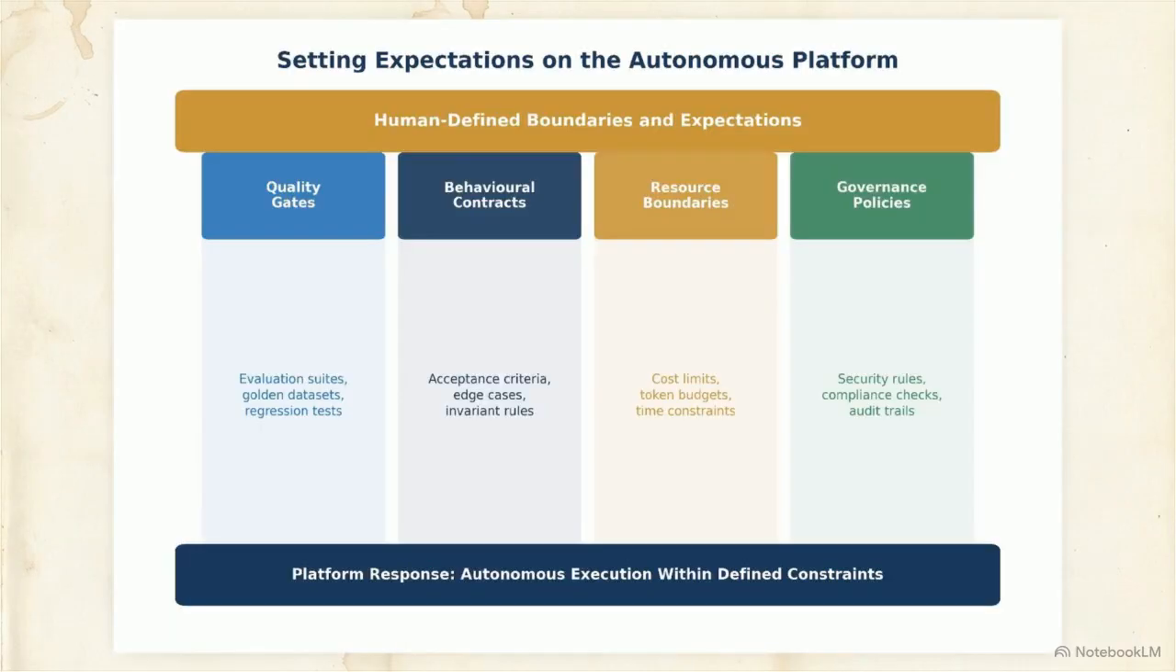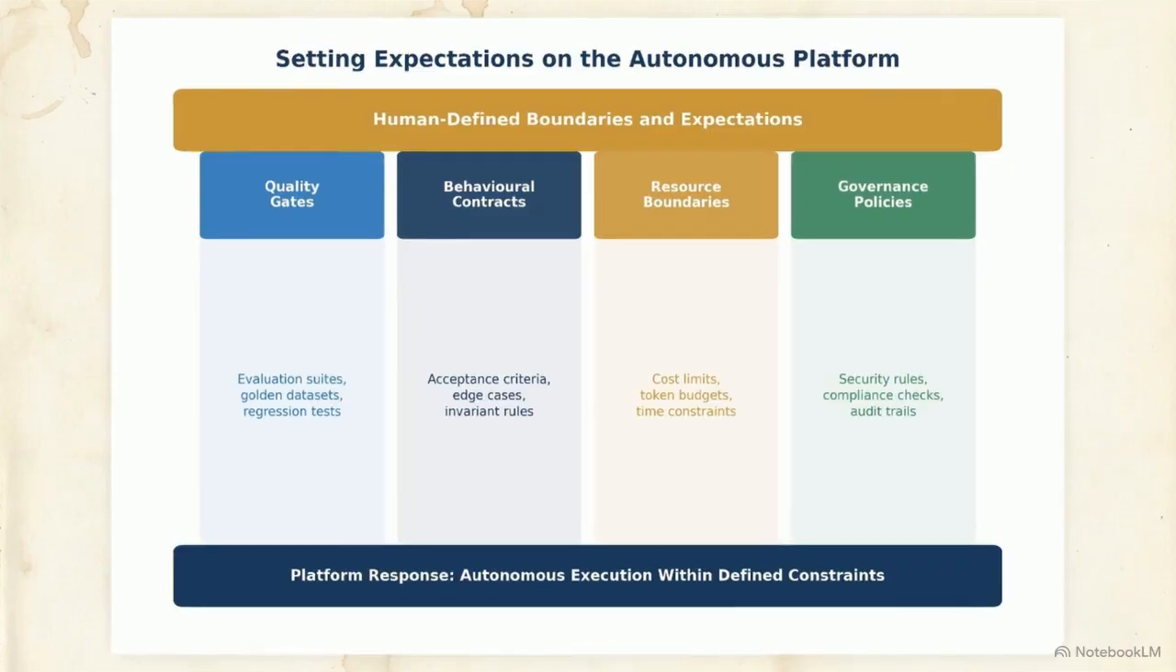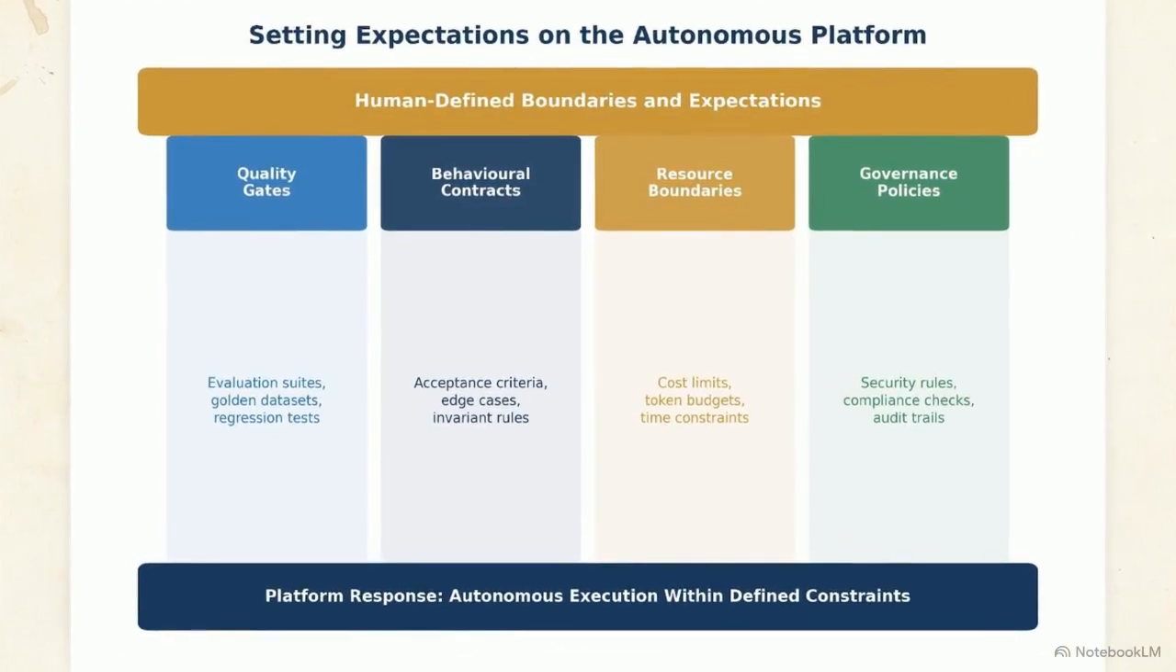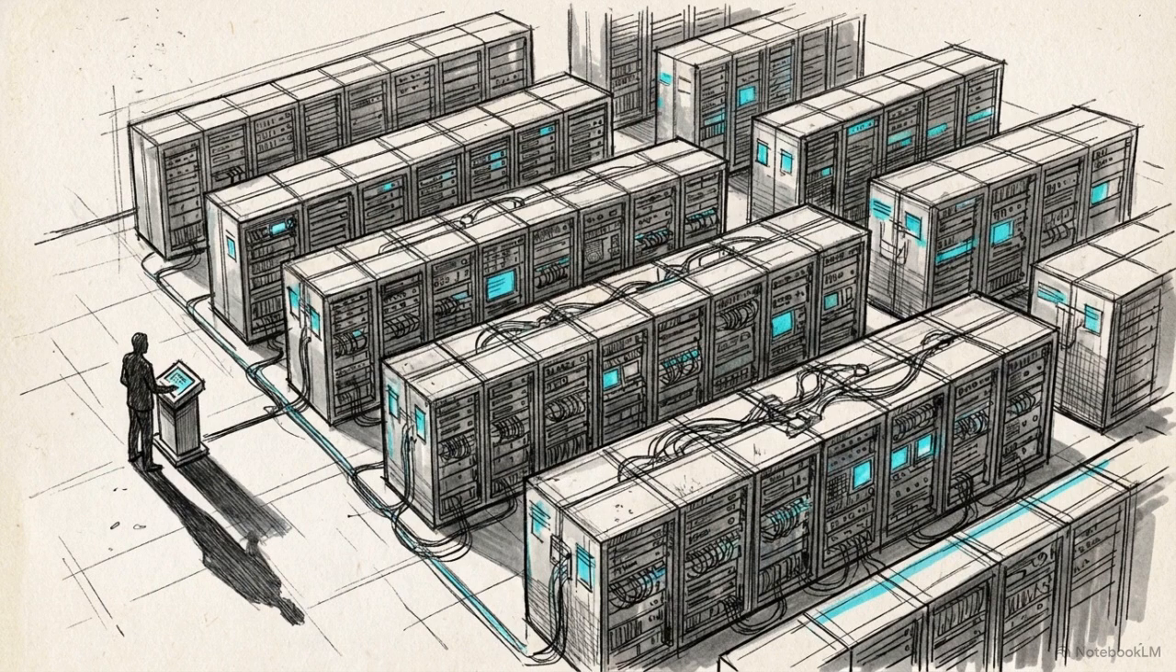This chart illustrates how an engineer controls this black box. You do not manage tasks or review code. You set rigid operational boundaries. These expectations fall into 4 pillars: quality gates, behavioral contracts, resource boundaries like compute limits, and strict governance policies. Your role is expectation setting and constraint enforcement. You define the rules, the machine executes the labor.